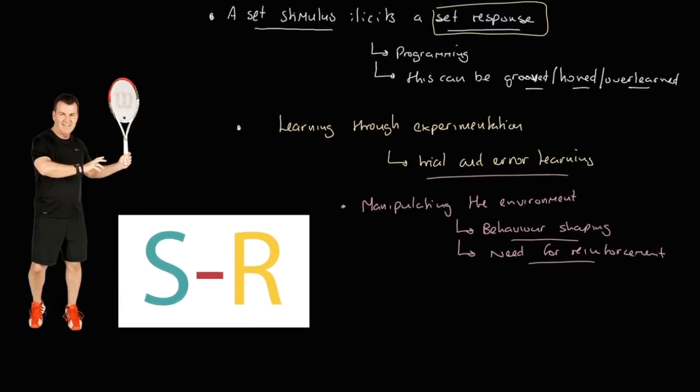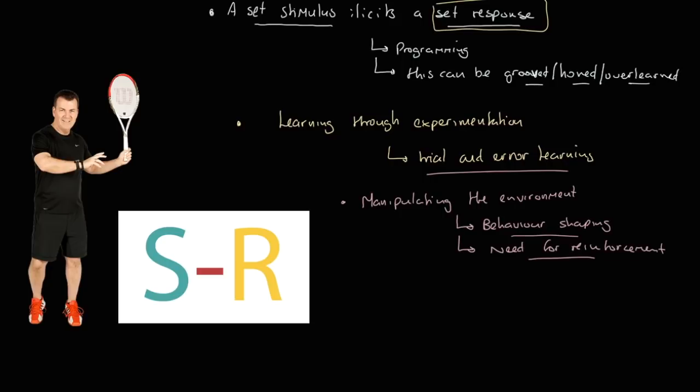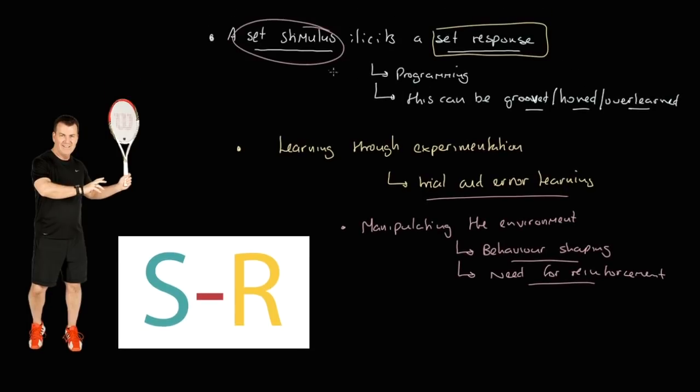Now, I want to focus us for a moment on what we'd call the SR bond. Now, of course, what we've talked about up here, a set stimulus elicits a set response, we can refer to that as the SR bond, or what we're going to call now the stimulus response bond. Now, really, what I tend to think about with this theory is what we're looking for is almost the stimulus correct response bond. We're looking for the athlete to produce the correct responses to a particular set of stimuli. Now, as we've said before, of course, what we're trying to do is strengthen this bond, okay?